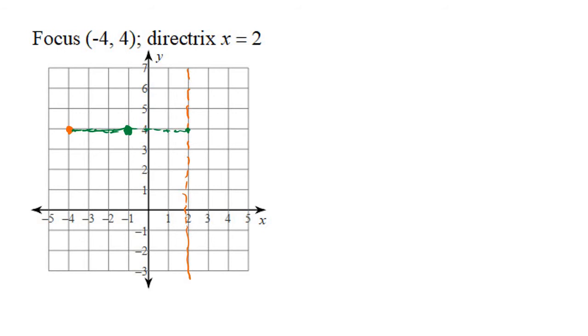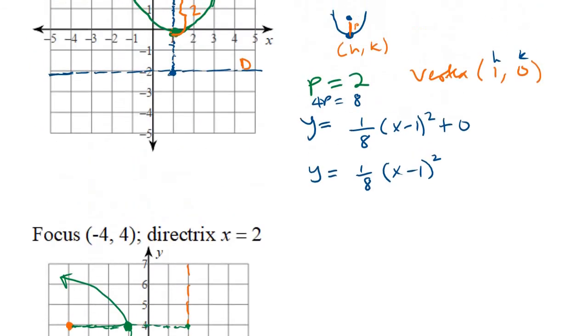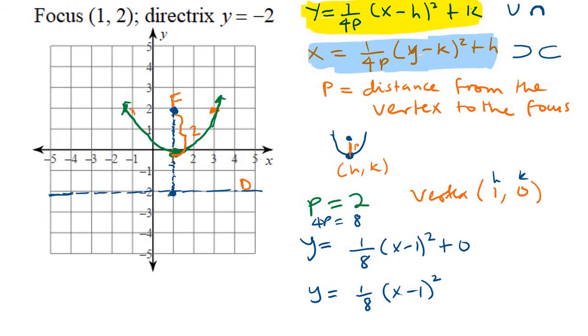And then we can draw this facing left because it cannot cross over its own directrix. So it's going to face left, something like that. This is just a sketch. So we know that we're going to use the formula that's highlighted in blue.